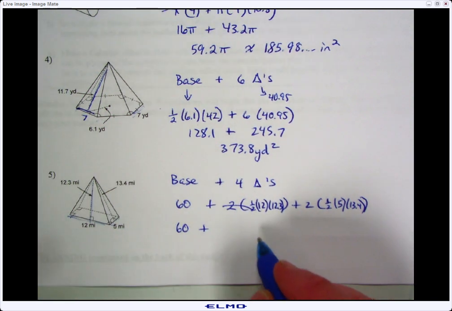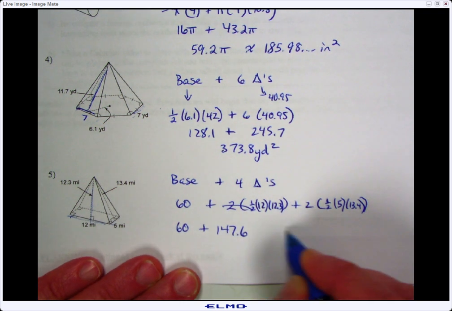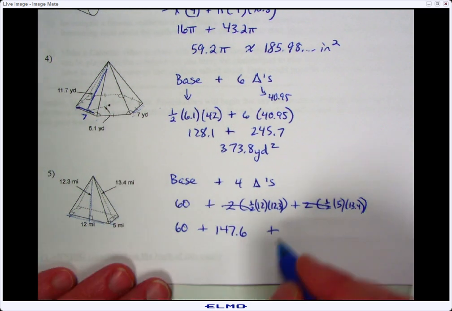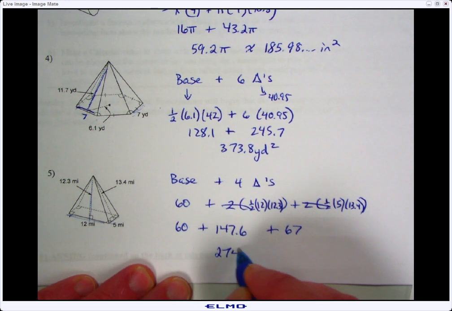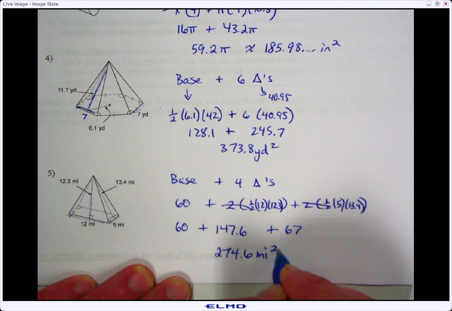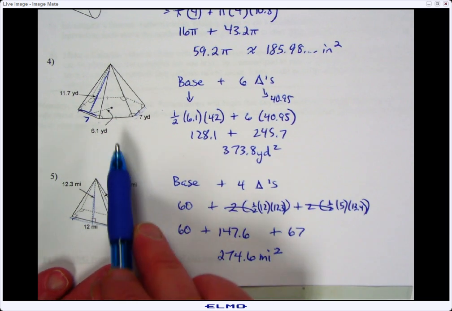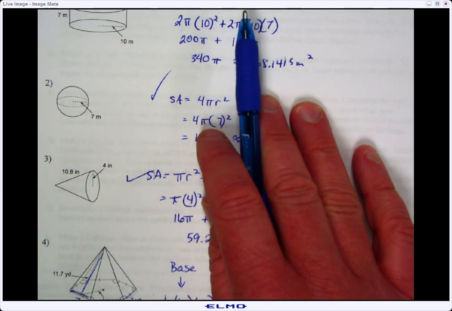So I'm just taking 12 times 12.3. 147.6. 2 times 1/2 is gone. 5 times 13.4, 67. So I'm adding those 3 together. 274.6 miles squared. Again, be careful on the triangle ones. Just set it up like we did. But for these 3, when you identify the shape, write down the formula.